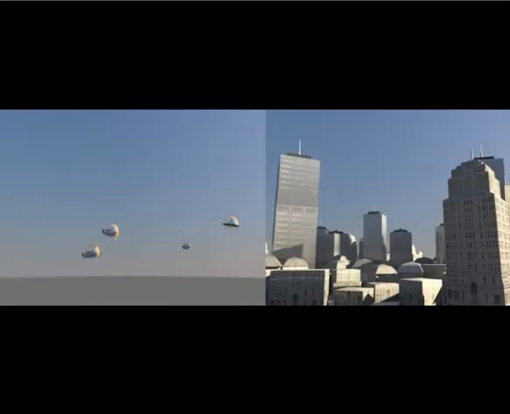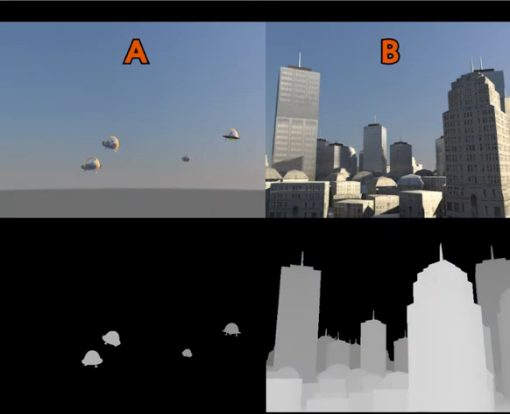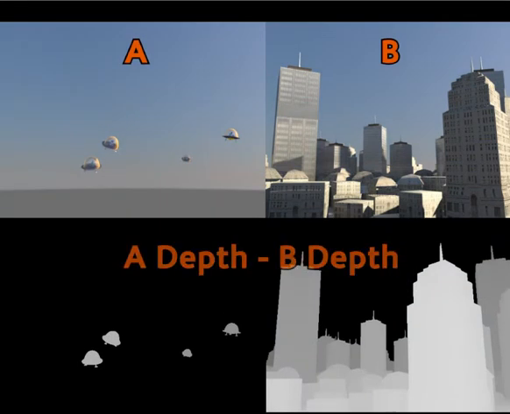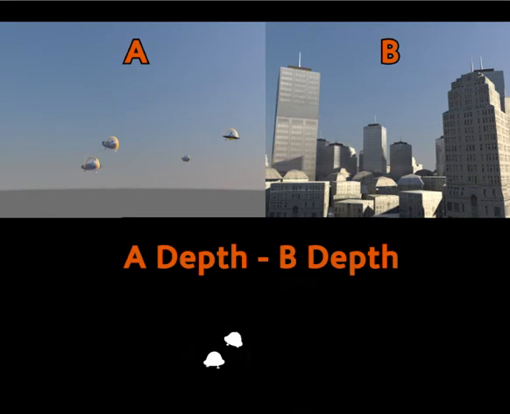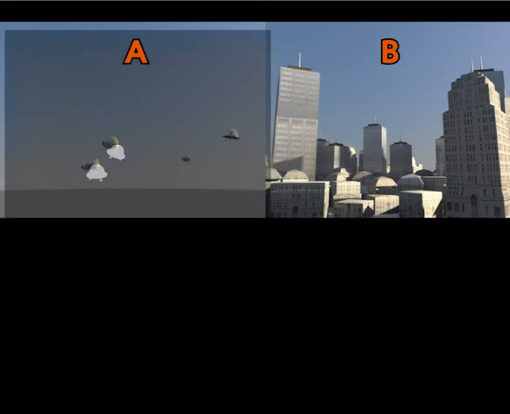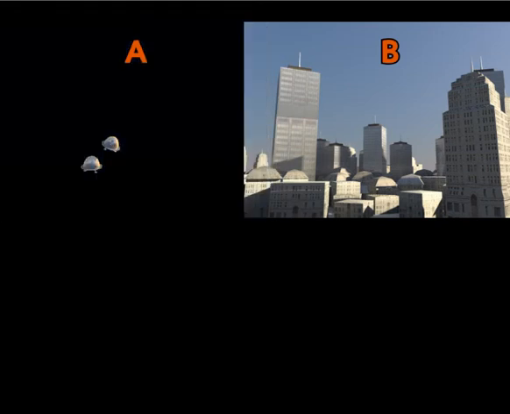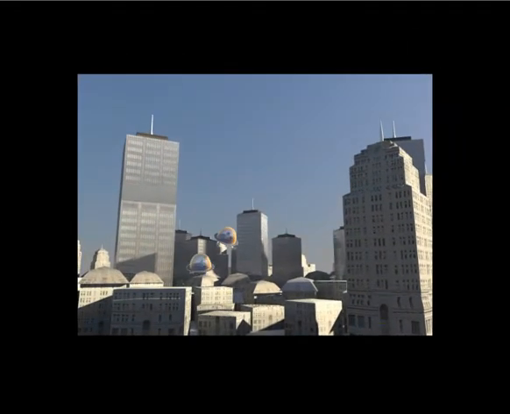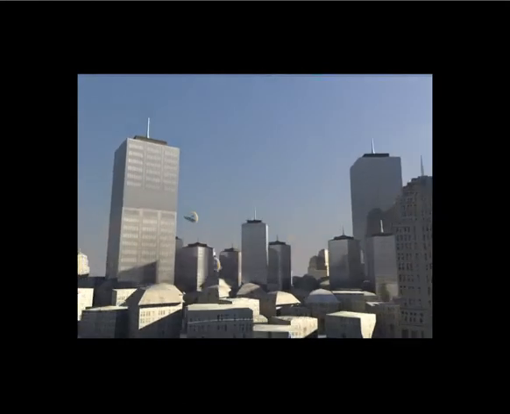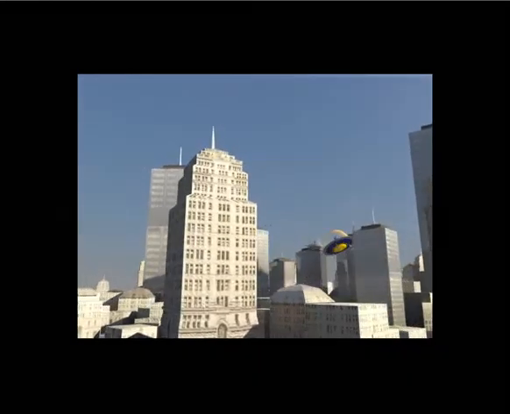So to find if image A is above image B at any pixel or at a specific pixel, take image A's depth information and subtract image B's depth. The resulting image will be positive wherever A is above B, and negative wherever B is above A. So we can use this as a mask or matte to cut out image A, and then they will be correctly layered.